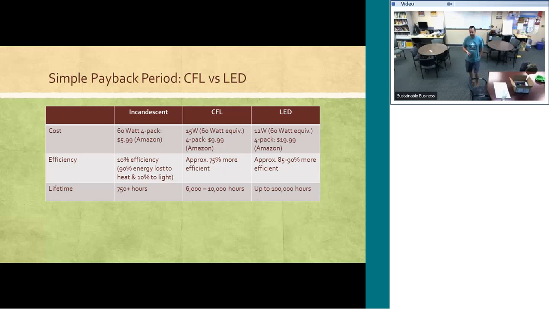And finally, we have the LED bulbs, which are the most expensive for a 4-pack at $19.99 for the 60-watt equivalent, and they are about 85 to 90% more efficient, but they'll last up to 100,000 hours. And the last bit of information we'll need to determine the simple payback is the cost of energy, and we assume 10 cents per kilowatt hour.